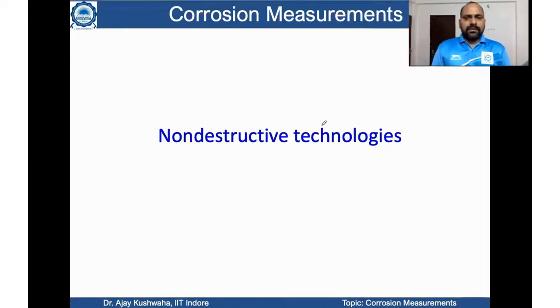Now the next method is non-destructive techniques or technologies. This is not a kind of one method. There are a couple of methods which can be utilized to do the non-destructive analysis. So basically our material is not going to be exposed to any destructive setup where the material is going to have some harm, or where we are going to accelerate the corrosion rate, or increase the degradation, or any other kind of effect is happening.